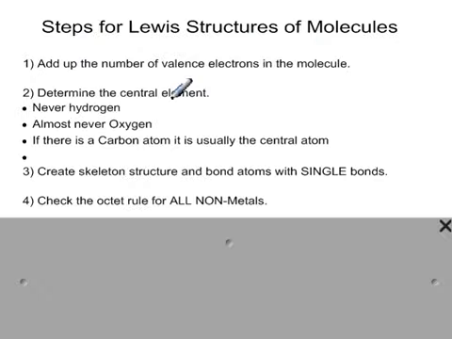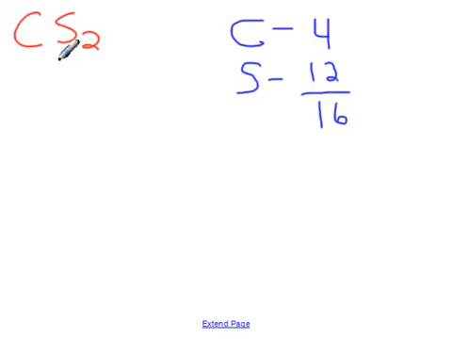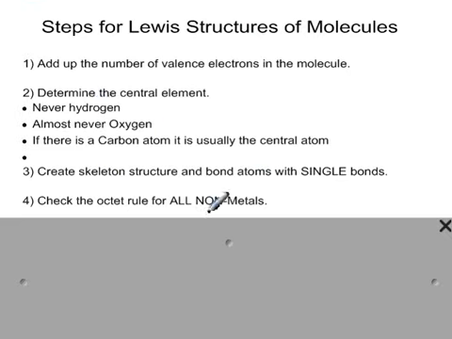Second task is we're going to determine the central element. It's not hydrogen, it's not oxygen, and if there's a carbon, it's usually the central element. So here again, I got carbon, and again, this says I have 1 carbon and 2 sulfur attached to it. So I'm going to take my carbon, place it in the center, and then I can put the 2 sulfurs anywhere I want to. For ease and for space, I'm just going to put them on opposite sides so that I can draw their structures that are there. Okay.